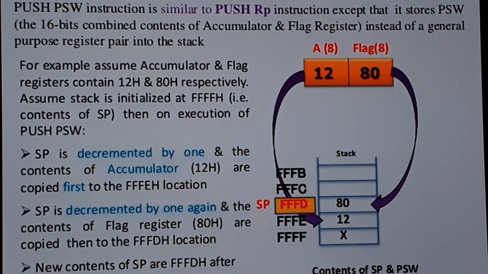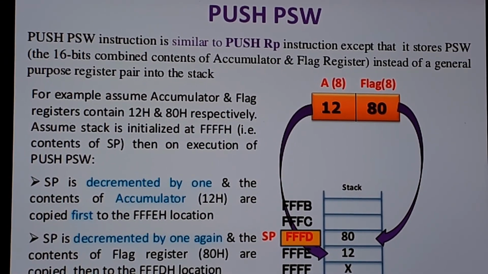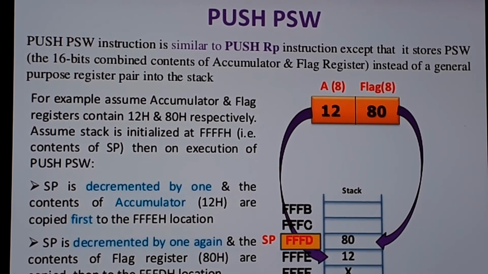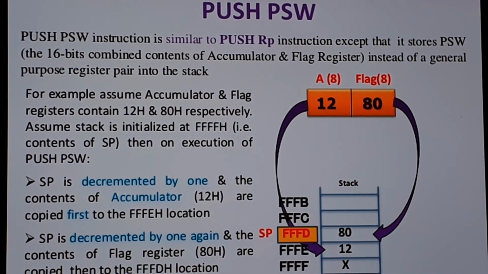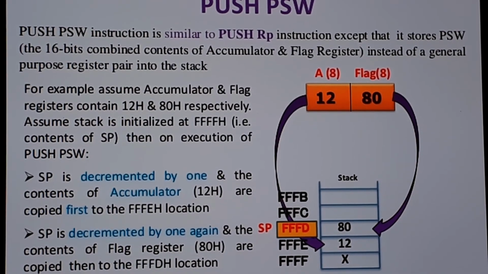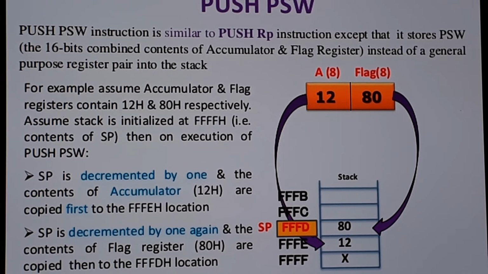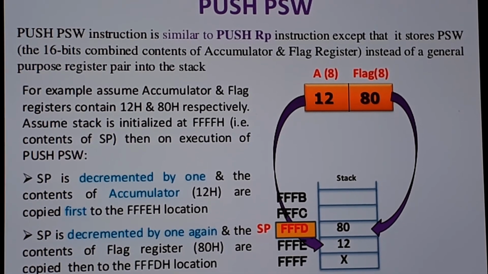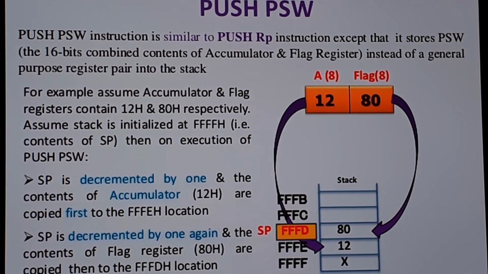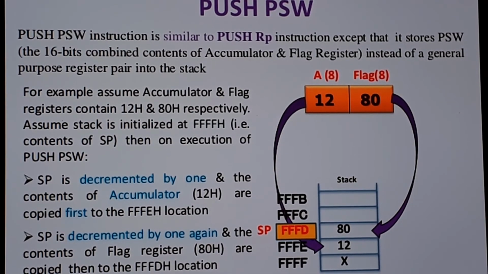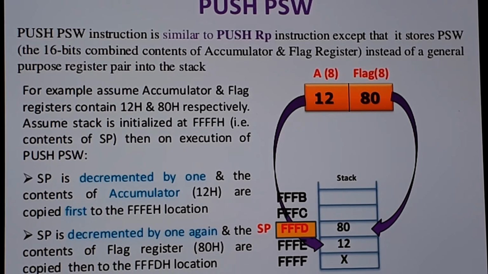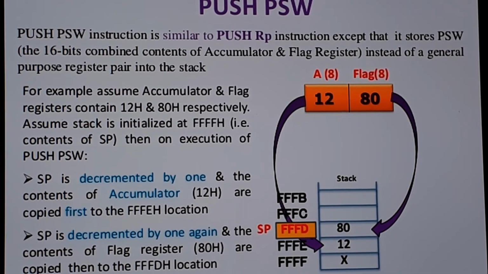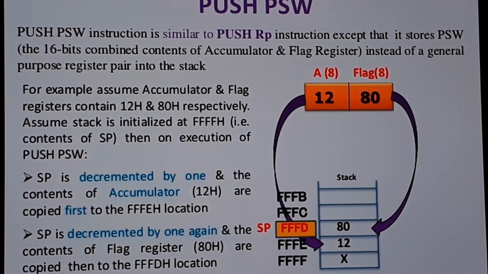Now the next instruction here is PUSH PSW, which is the same, but in the textbook you will find it as two different instructions, so you can write the same thing. I'll directly show you this example. The PUSH PSW instruction is similar to the PUSH RP instruction, except that it pushes the PSW content instead of the general purpose register pair. The flag register content will be taken instead of the register pair content.